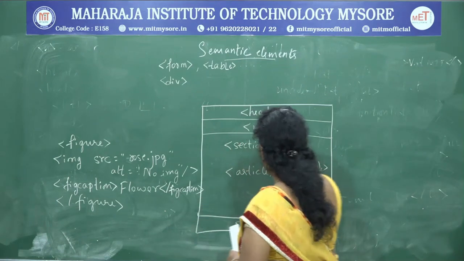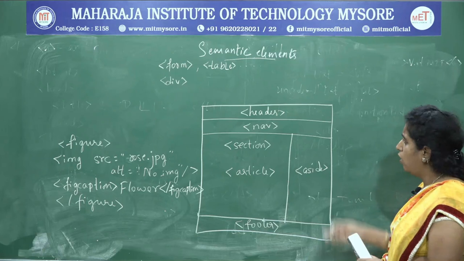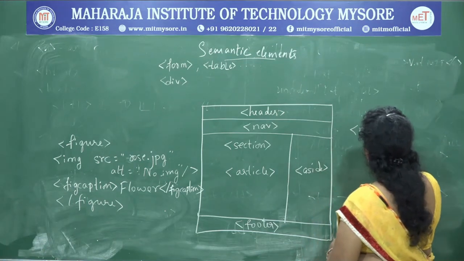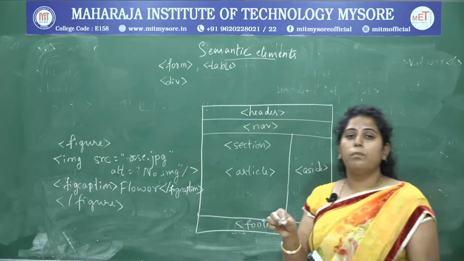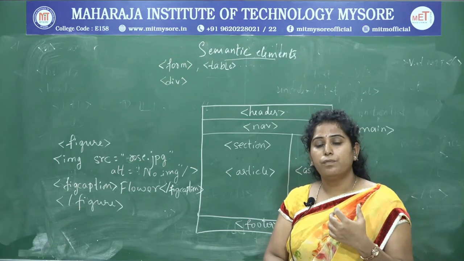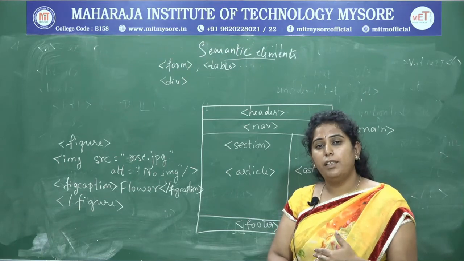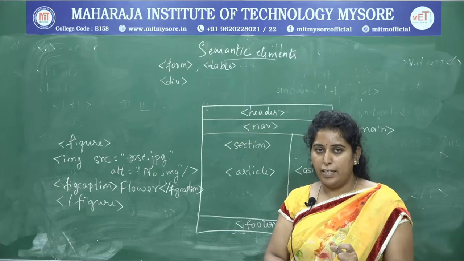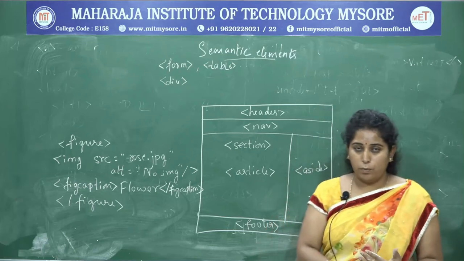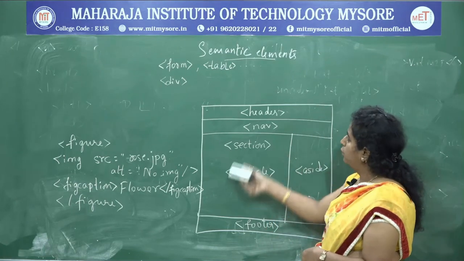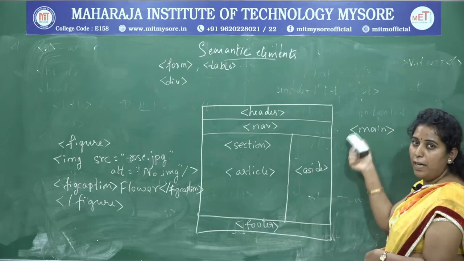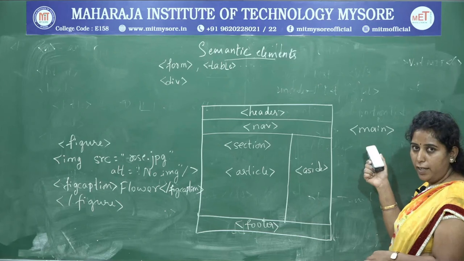Okay. So along with these sets of tags or semantic elements, there are a few more. Main is one more tag. The main tag consists of the unique content of a document, and also remember that there will be only one main tag inside one document. It means all these types of semantic elements will be inside this main. So main is the part which contains all the data.